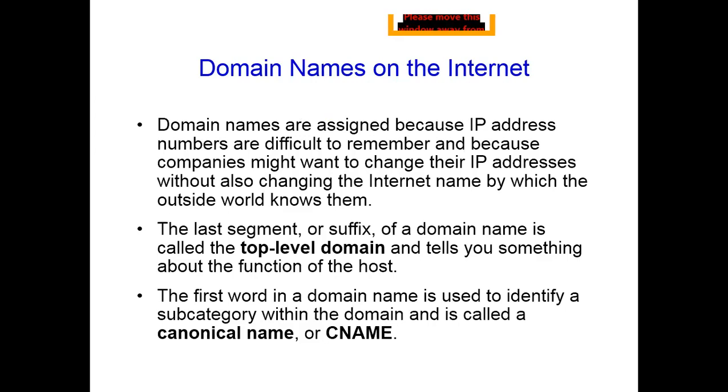Domain names are assigned because IP address numbers are difficult to remember and because companies might want to change their IP addresses without also changing the internet name by which the outside world knows them. Okay? The last segment or suffix of a domain name is called the top-level domain and tells you something about the function of the host. The first word in the domain name is used to identify a subcategory within the domain and is called a canonical name or CNAME.